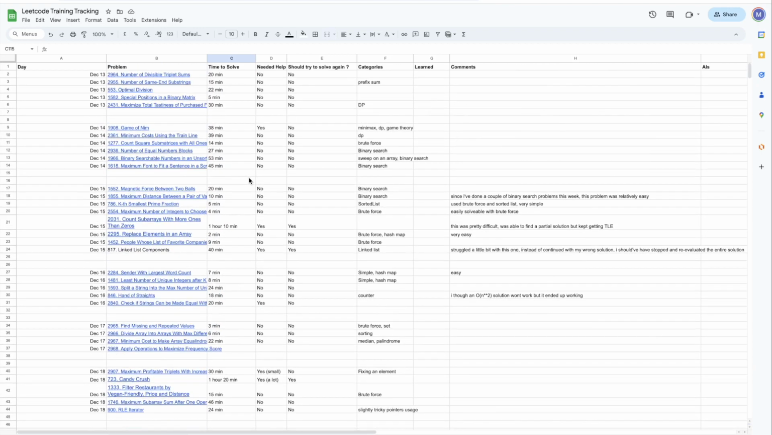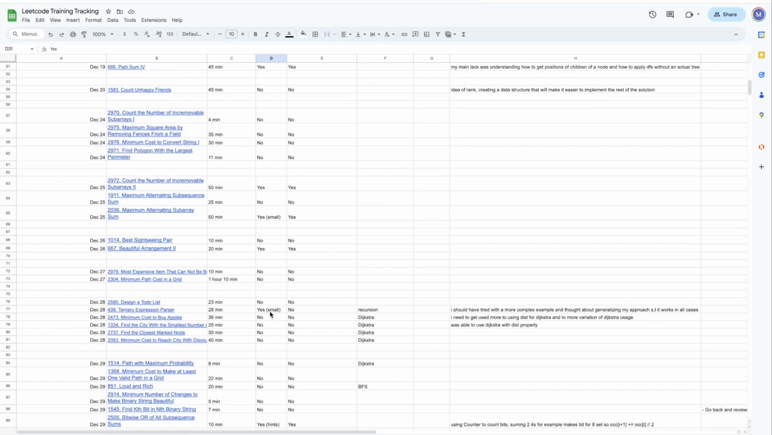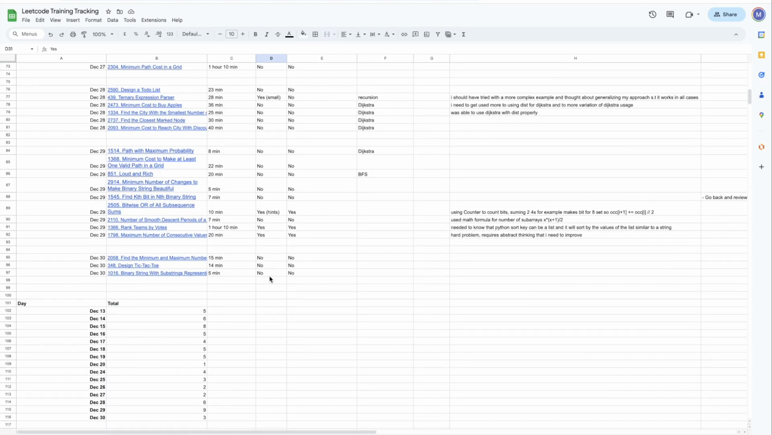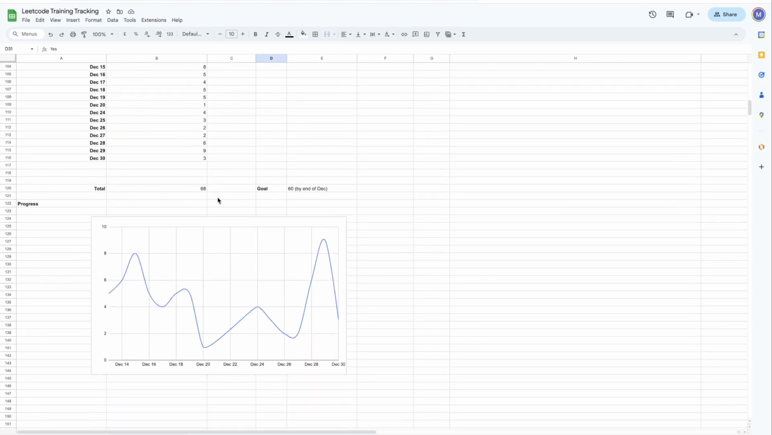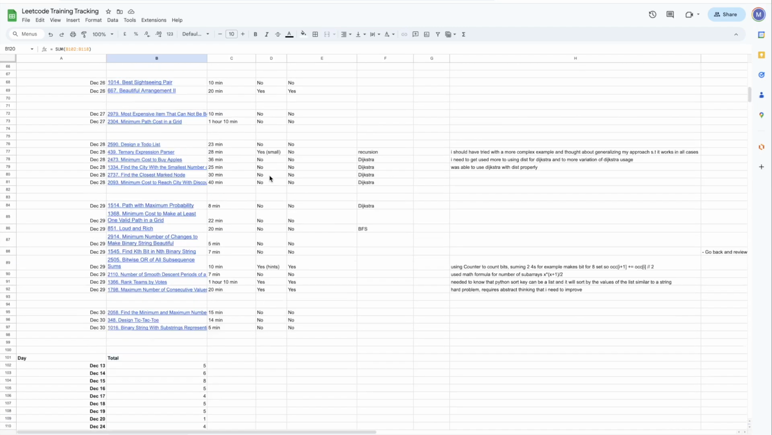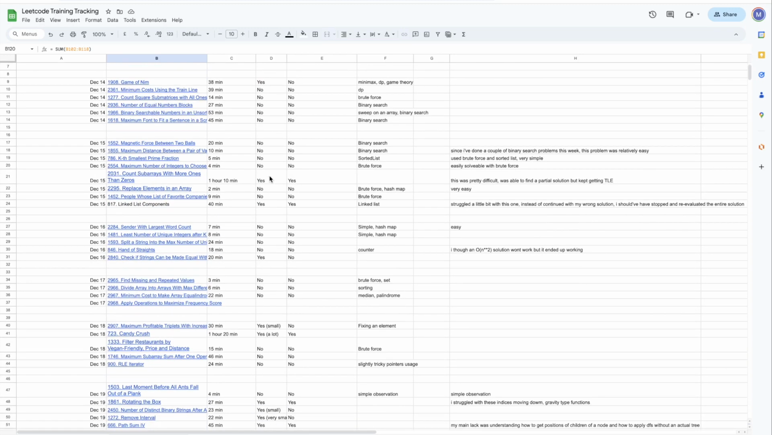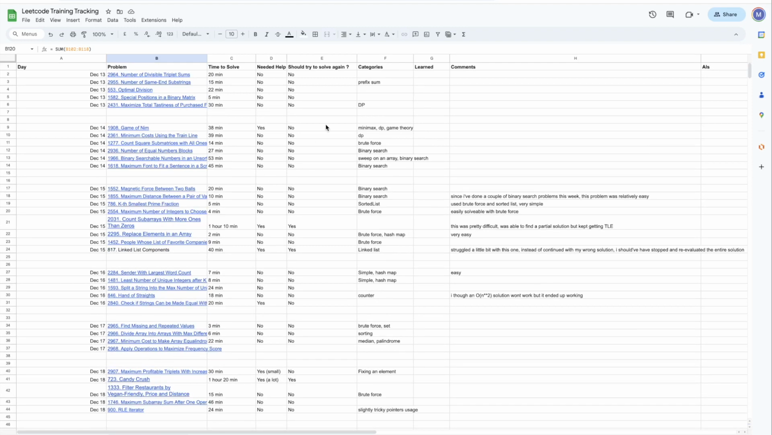I think also there was a good mix. There was mostly no solve without help. 1, 2, 3, 4, I think 5, 6, 7, 8, 9, 10. So there were 10 out of these 68 where I needed help. So 58 without help and then 10 with help. I'm hoping in January I can improve on that. That was the stat here for December.